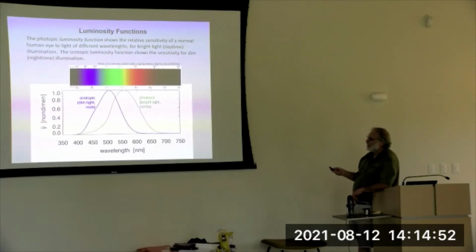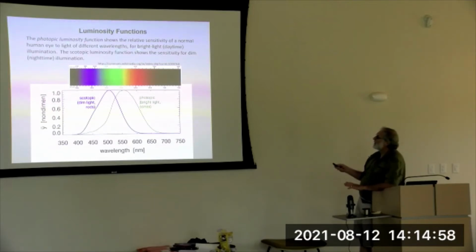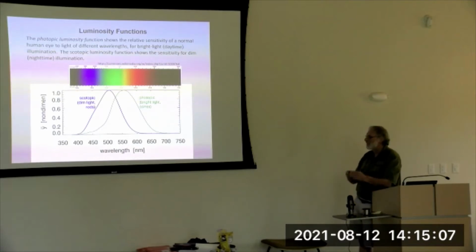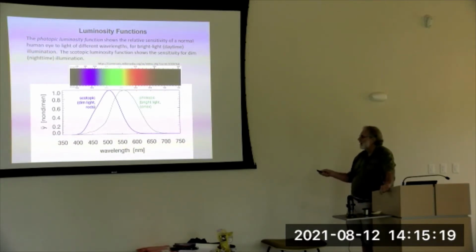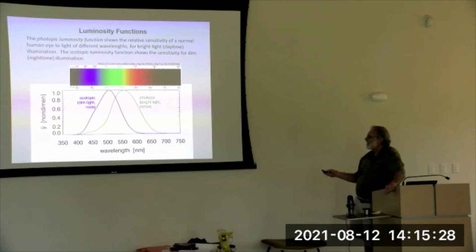Okay, so now we get into what are called luminosity functions. There's a thing called the photopic luminosity function that gives the relative sensitivity of a normal human eye to different wavelengths. And there's one for daylight, there's one for nighttime. So the one in the daylight is shown in green here. That's called the photopic luminosity function. And that's what your eye uses in bright light. And that's the sensitivity of the cone cells in your eyes that see color. And then at nighttime, this thing is shifted off to the blue a bit, and it's called the scotopic, or the dim light luminosity function.